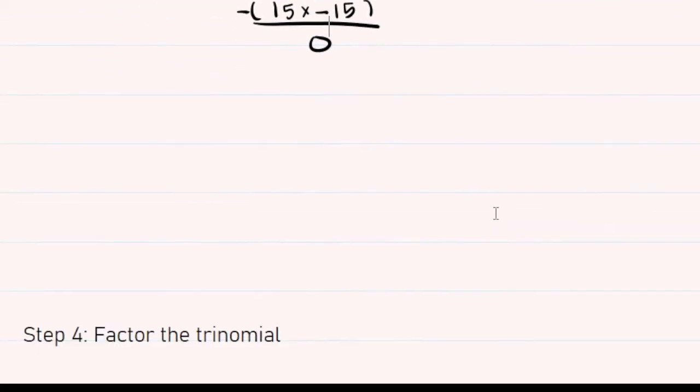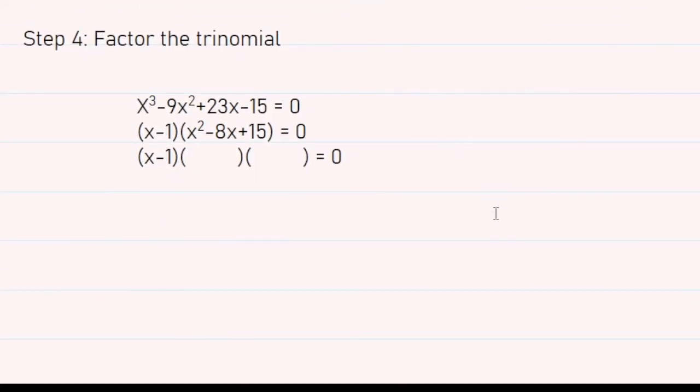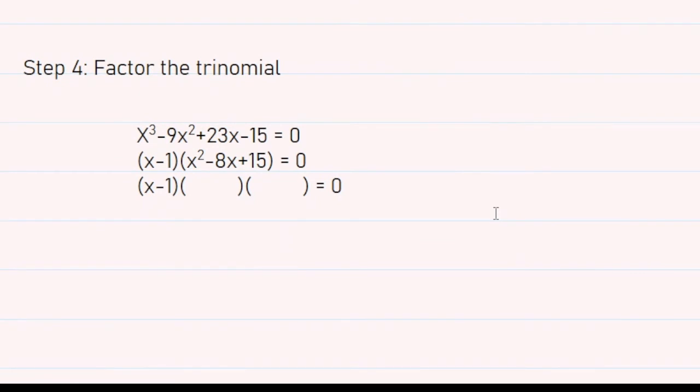We're now going to move on to our fourth step, which is basically factoring the trinomial we got from the long division. So we first started out with x cubed minus 9x squared plus 23x minus 15 equal to 0. We got x minus 1 as our first factor, and then we got x squared minus 8x plus 15 from the long division. Now we can simplify this and factor this out even further.